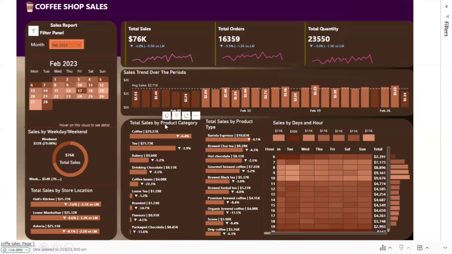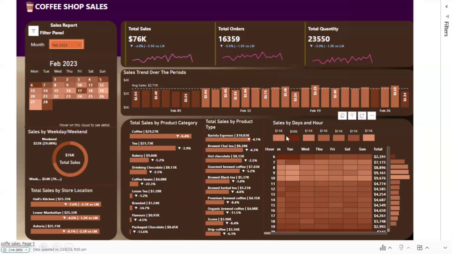After that, a little bit down, we are going to see total sales by product category. In this product category, which are the top product categories which are benefiting the coffee shop a lot on the basis of revenue plus sales. And in that product category, which are the products, here we talk sales by product type, which are the products that are bringing a good amount of sales to the shop.